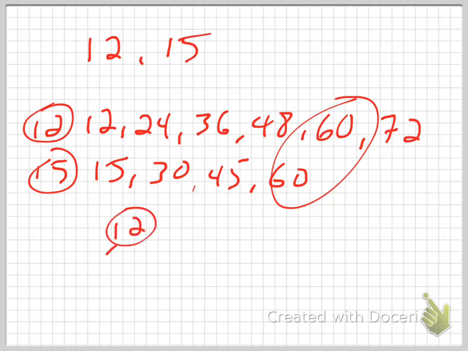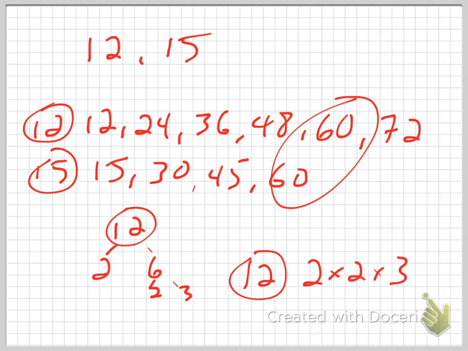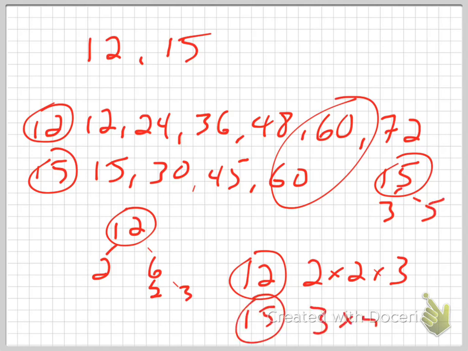The other way of doing it is the prime factorization way. What's the prime factorization of 12? 2 and 6, which is 2 and 3. So 12 is 2 times 2 times 3. What's the prime factors of 15? 3 and 5, right? 15 is 3 times 5.